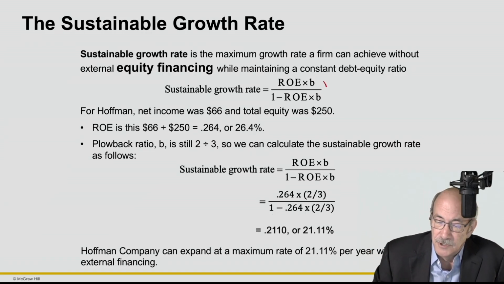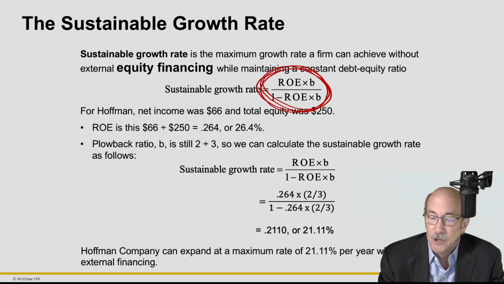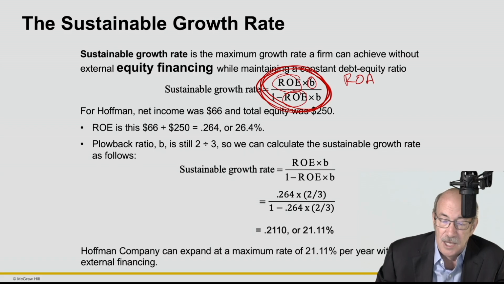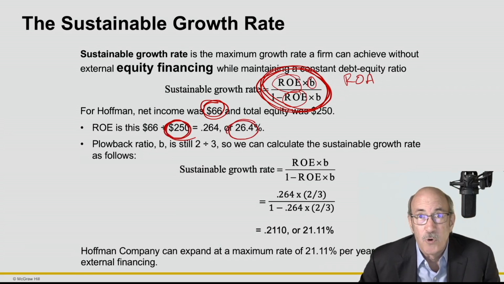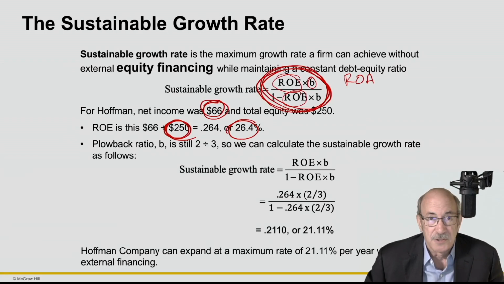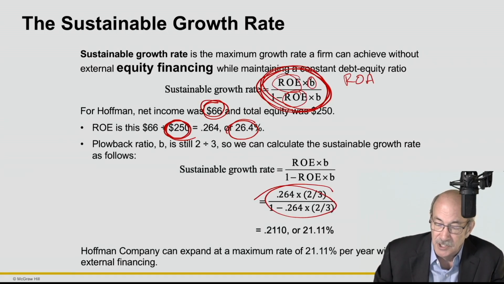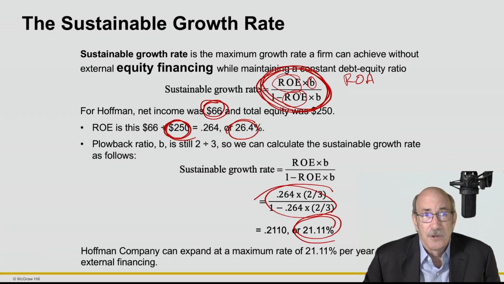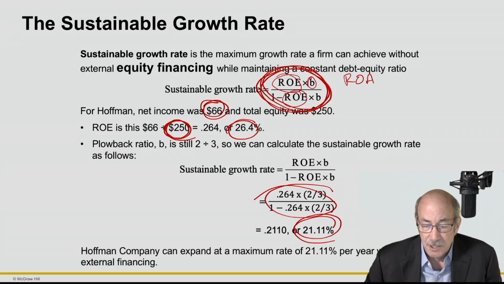And you'll notice the formula here is real similar, but instead of ROA, we're using ROE here. B is still the plowback ratio, and that's going to remain the same. In this case, when we calculate ROA, or ROE rather, it's 66. That would be our net income divided by the amount of equity, which is 250. So that gives us an ROE of 26.4% rather than the 13.2. All right, so now we just plug and chug again. Be careful of order of operations. We end up with 21.11%, so considerably higher, almost a little more than double the rate of internal growth. The sustainable growth rate allows us to grow at slightly over 21%.